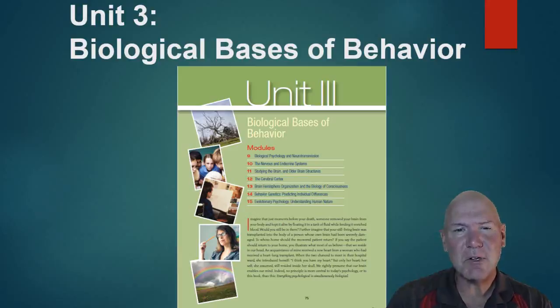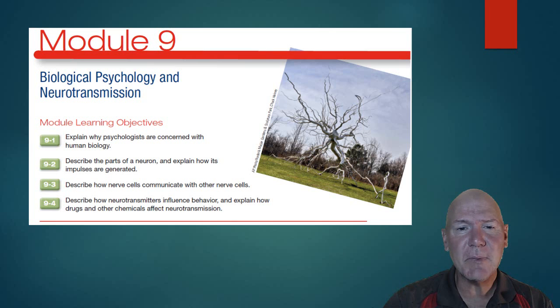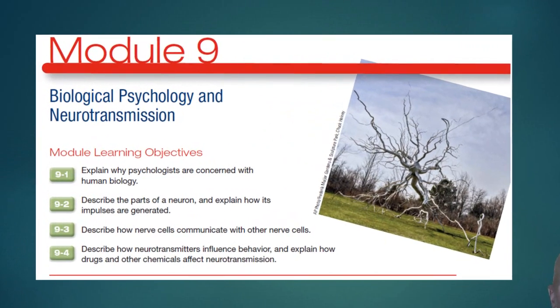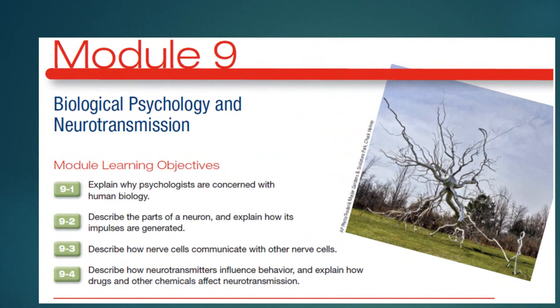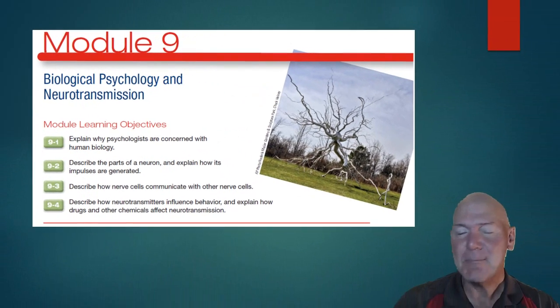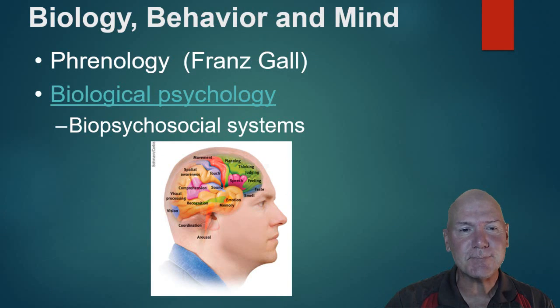Okay, we're going to start our venture into biological bases of behavior. So let's begin by looking at the learning objectives. Explaining why psychologists are concerned with human biology, describe parts of the neuron, describe how nerve cells communicate with other nerve cells, and how neurotransmitters influence behavior, and how drugs and other chemicals affect neurotransmitters. Okay, so that's what we're going to be looking at.